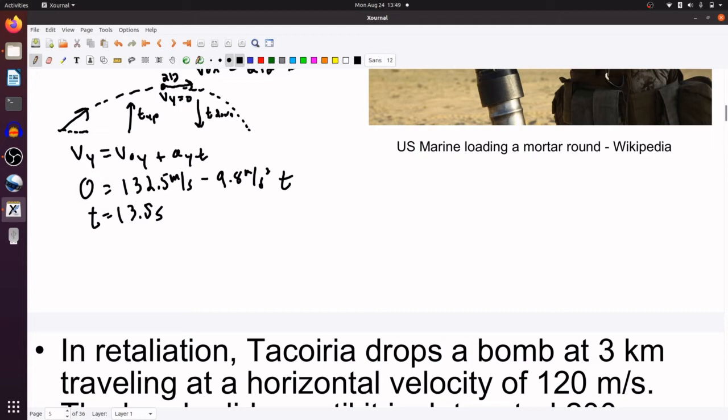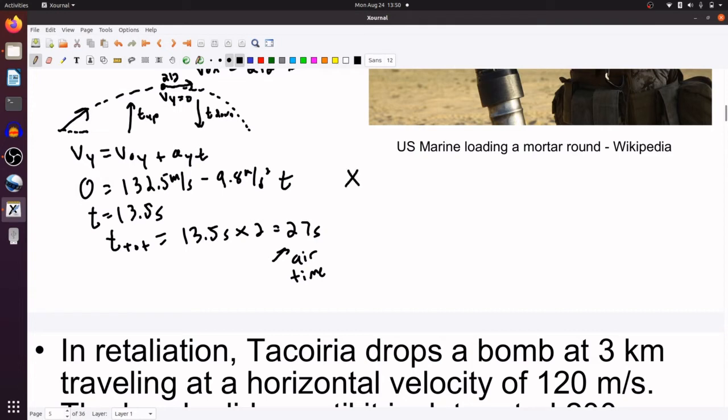So, the time it takes to go up would be 13.5 seconds, and it would be identical to the time it takes to go down. So if I want to get my total time, my t-tot, like a tater tot, only probably not as tasty, I just take 13.5 and multiply by 2 to get 27 seconds. So, this is 27 seconds of air time. It will be in the air for 27 seconds.